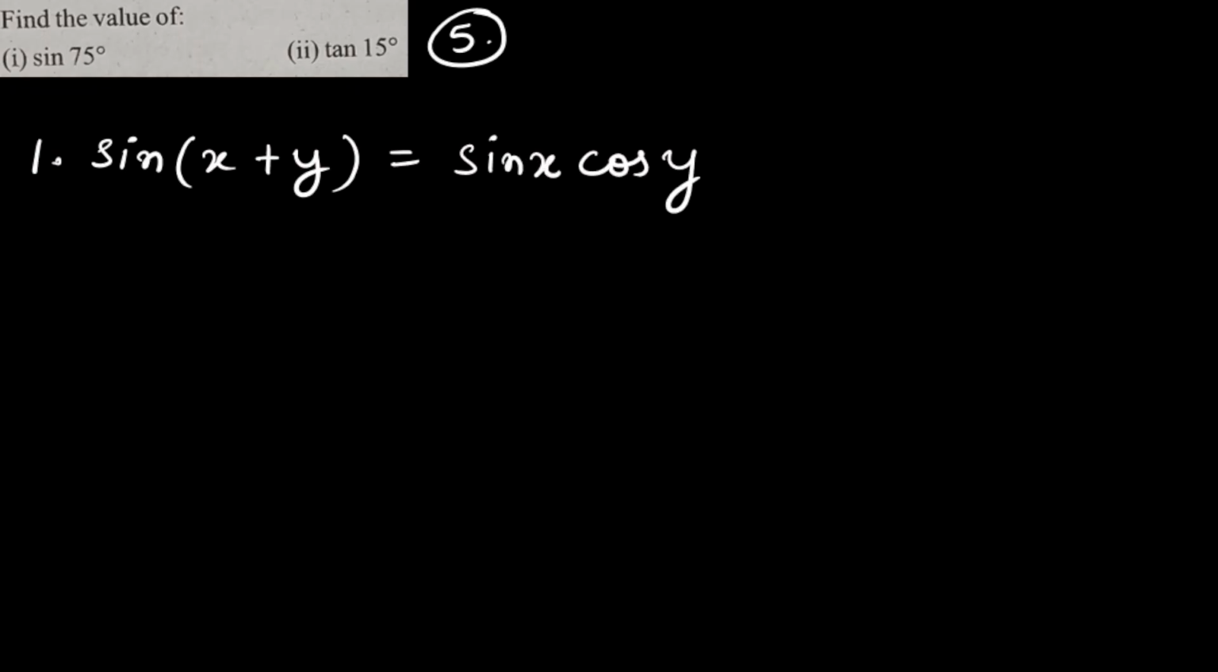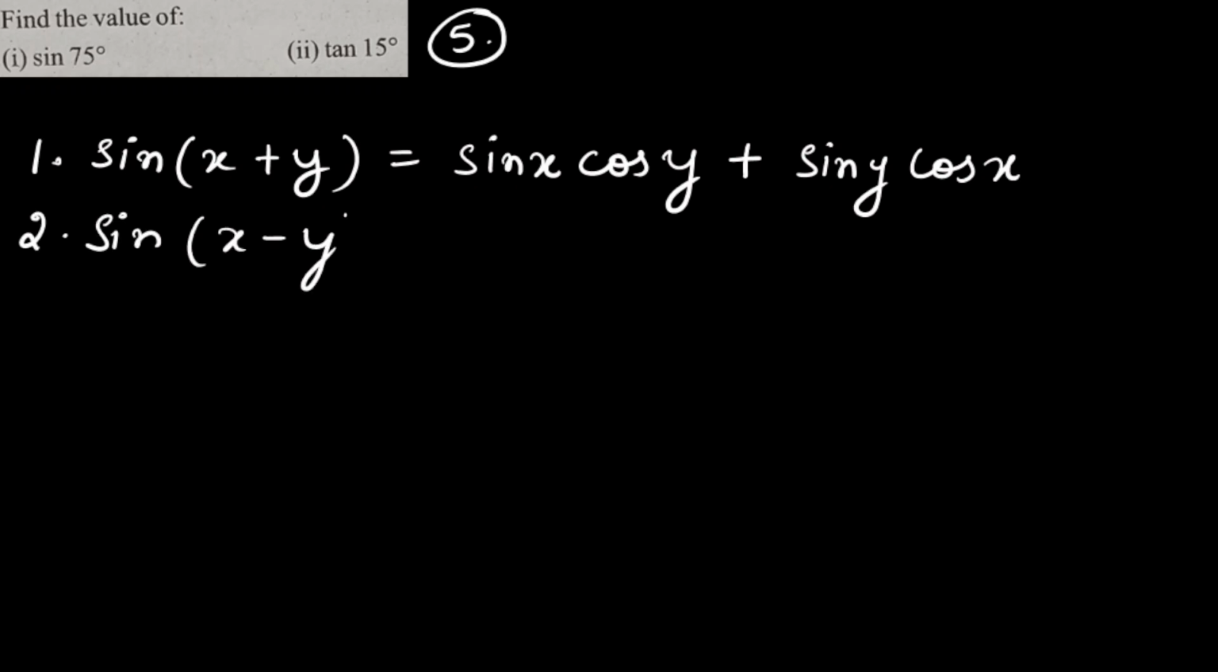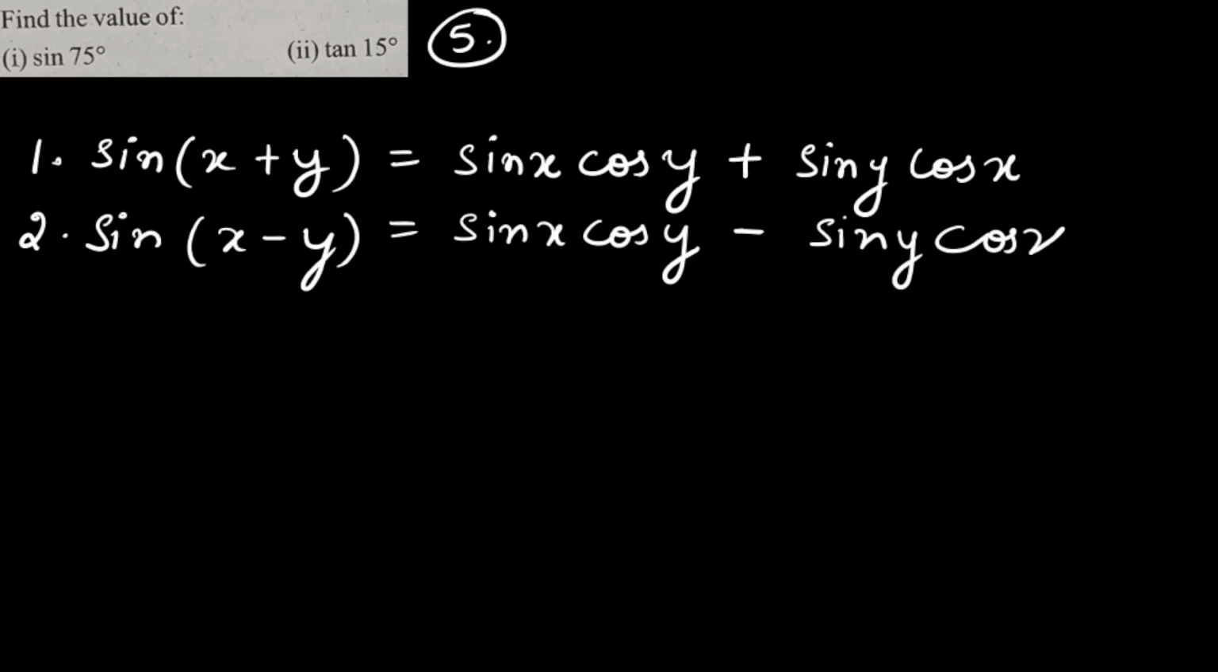So the first one is sine x plus y. Sine x plus y is equal to sine x cos y plus sine y cos x. Then the second one, sine x minus y, is equal to sine x into cos y minus sine y into cos x.